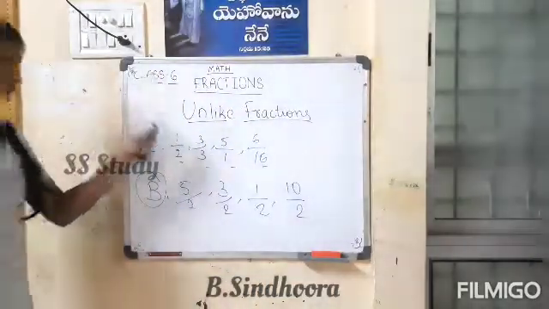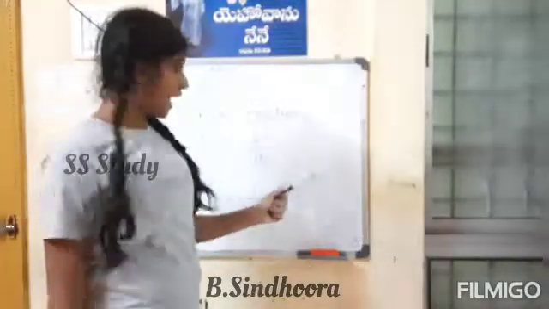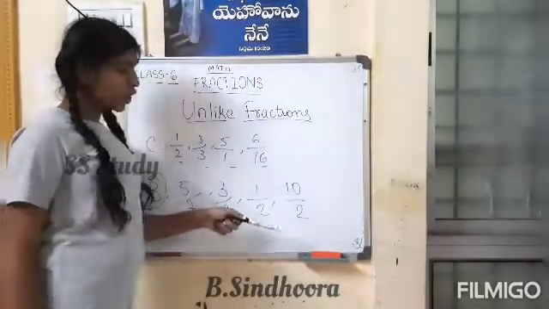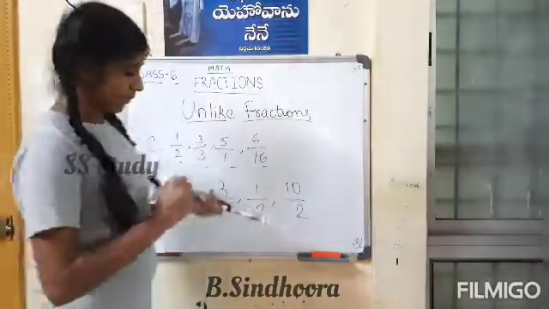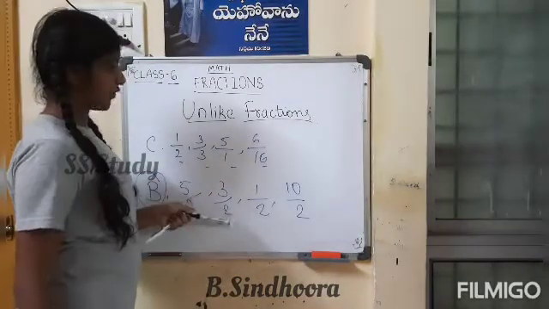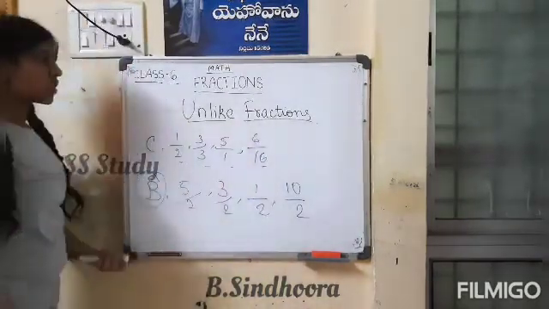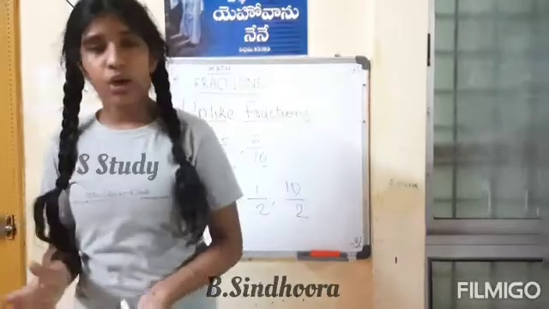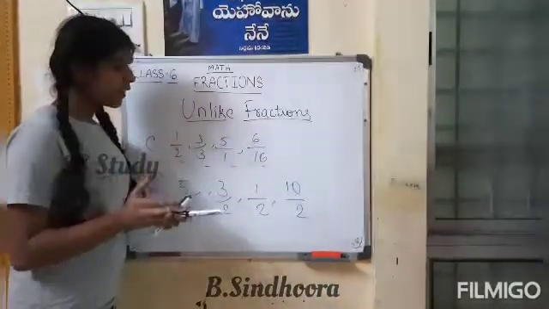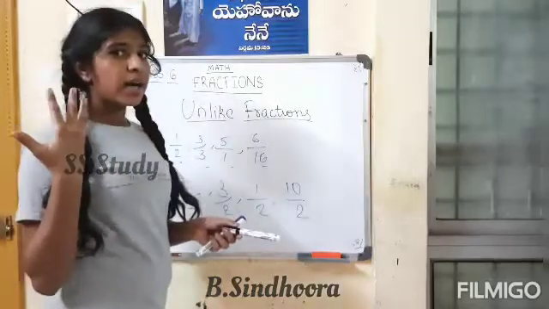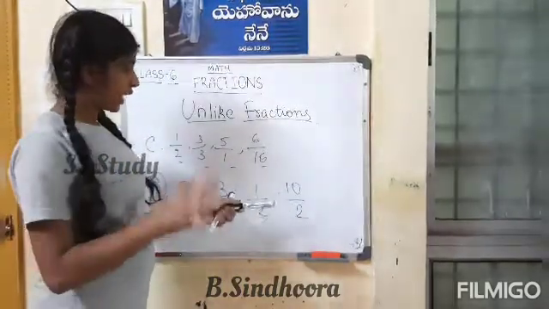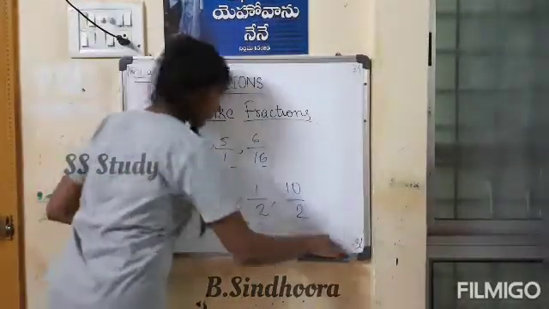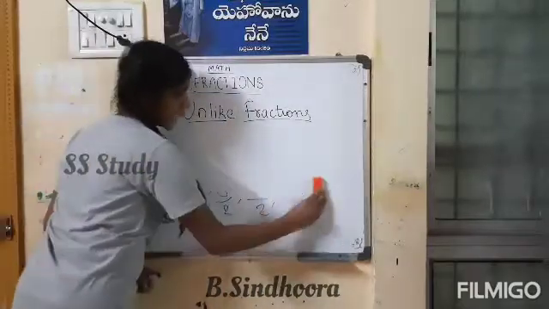Any group of two or more fractions which have different denominators are called unlike fractions, and two or more fractions which have the same denominator are called like fractions. This is about unlike fractions and like fractions. If anyone asks you what are like fractions, you can tell easily, because two or more fractions which have the same denominator are called like fractions, and those which have different denominators are called unlike fractions. This is about like and unlike fractions.